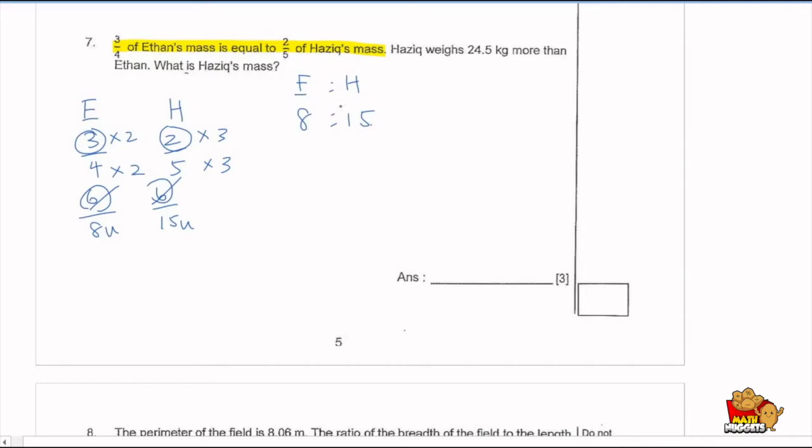And Haziq weighs 24.5 kg more than Ethan. The difference between the both of them would be 15 minus 8, which is 7 units. So 7 units is 24.5 kg. So find 1 unit. 24.5 divided by 7.